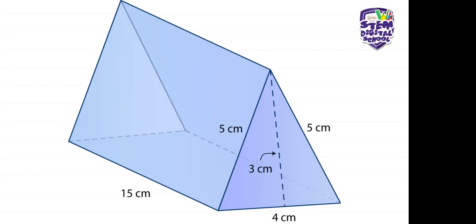So basically, 222 square centimeters, that will be the surface area of the triangular prism here. That will be the surface area of this triangular prism. 222 square centimeters. So basically that is what we will have.